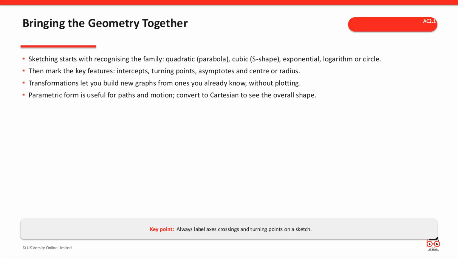Let's pull the geometry together. Sketching always starts by recognizing the family, whether it's a parabola, a cubic, an exponential, a logarithm, or a circle, then marking the key features like intercepts, turning points, asymptotes, and any centre or radius. Transformations let you grow new graphs from ones you already know, and parametric form is especially handy for describing paths and motion, which you can always convert back to Cartesian to see the overall shape.